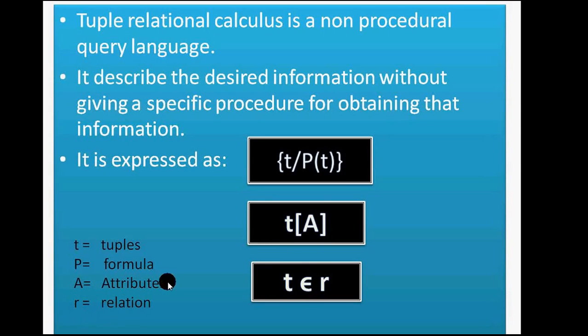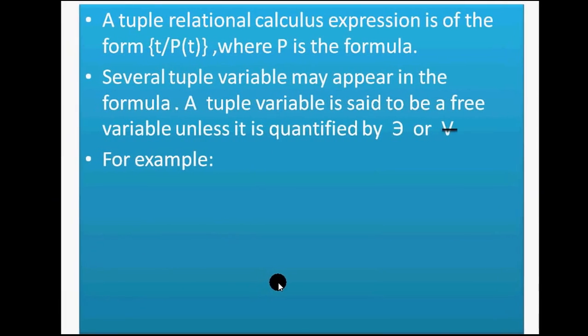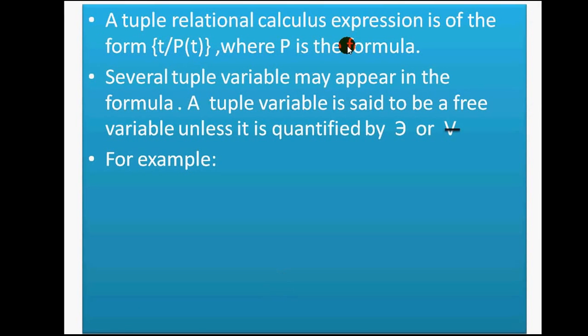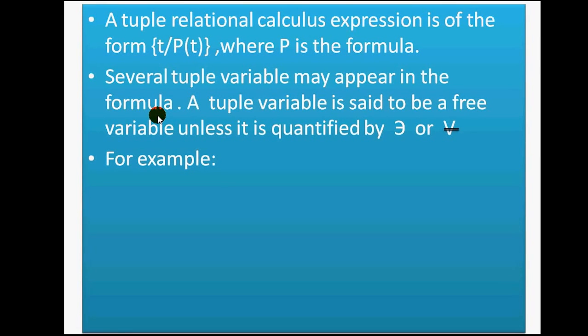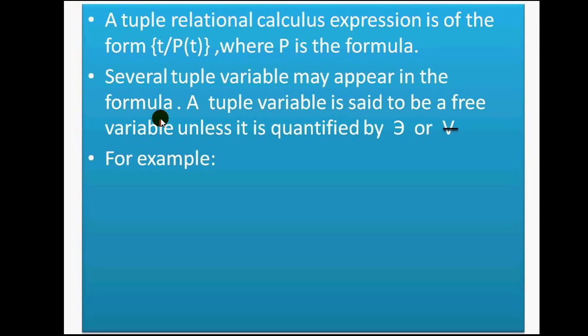Okay, so our next point is that a tuple relational calculus expression is of this form, where P is a formula. I hope this point is clear to you. Also the next point is that several tuple variables may appear in the formula. There are many tuple variables which may appear in the formula, and they can be denoted by any small alphabet letters like small a, small s, small t. These all may appear in the formula, where every variable denotes a specific relation.